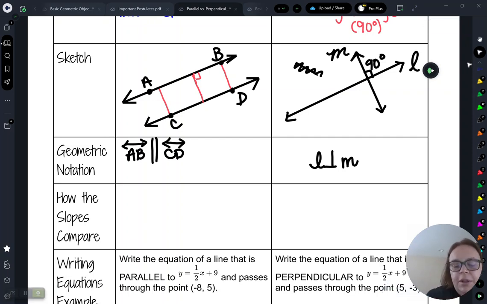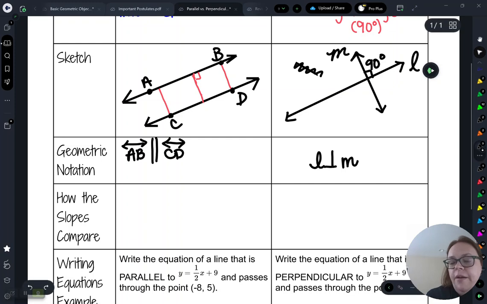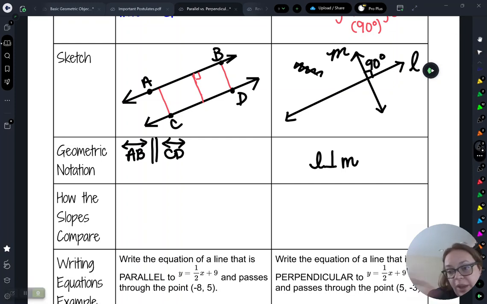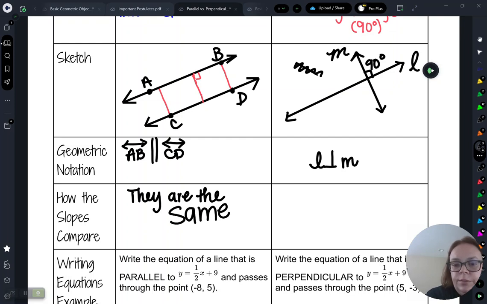So when we're talking about slope, if we're graphing this in the coordinate plane, how do the slopes compare? Well, for parallel, they're going to be going in the same direction. And the slope essentially determines that direction. So how do the slopes compare? The slopes will be exactly the same. Easy to remember. Same direction, same slope.